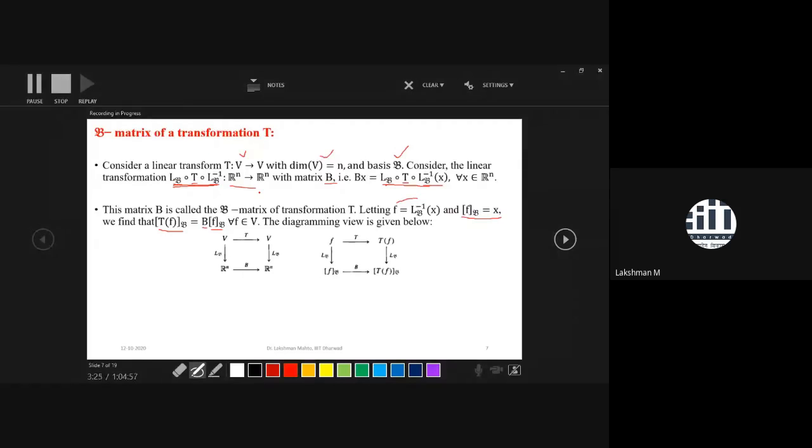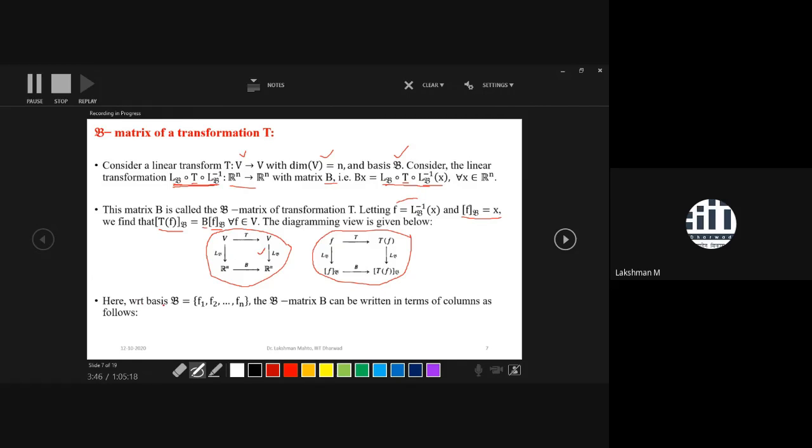So this is the diagrammatic view, and systematically I will show how to find B. Easily you can find B this way, and this one is the atomic view of the same thing.